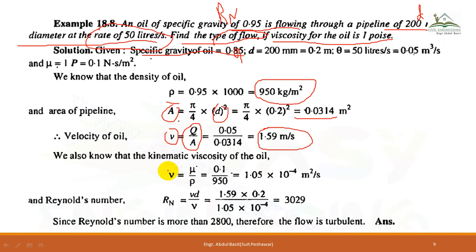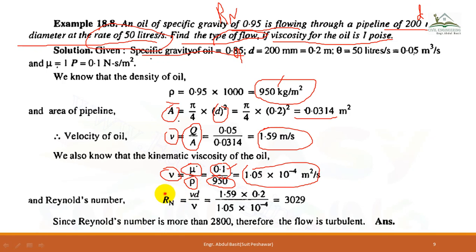I'm sorry for this interruption. The kinematic viscosity is equal to the dynamic viscosity divided by the density. The dynamic viscosity, the absolute viscosity, is 0.1, and the density is already determined over here. This is the equation that we have discussed in the previous lecture.